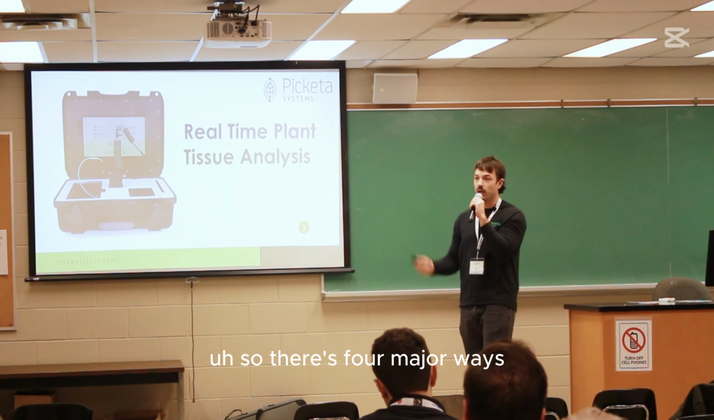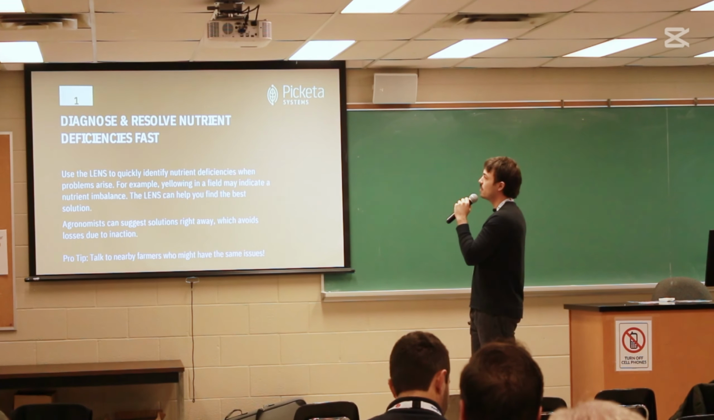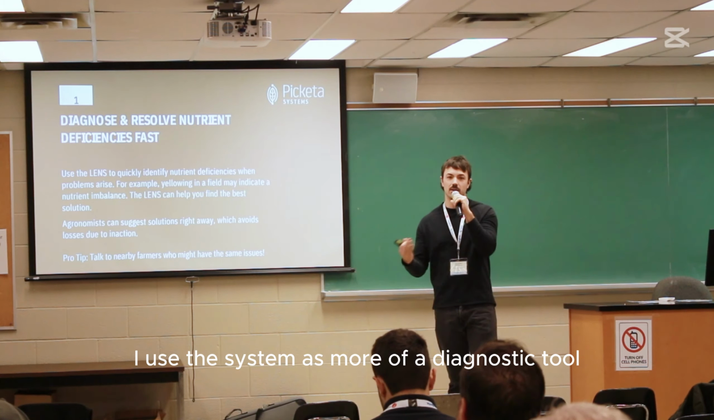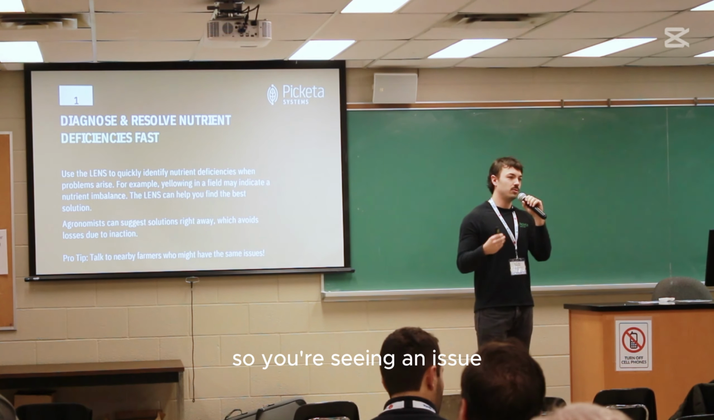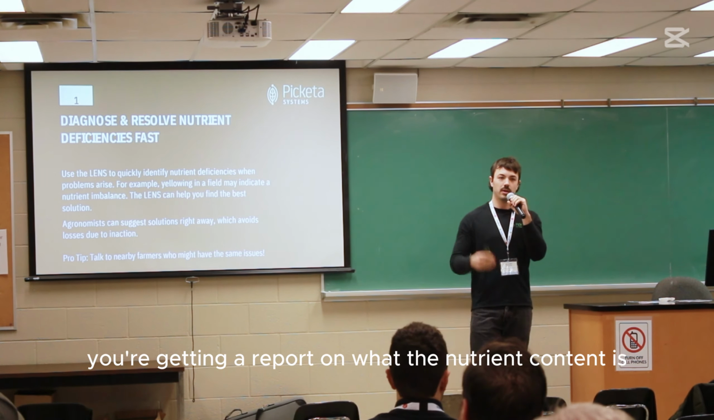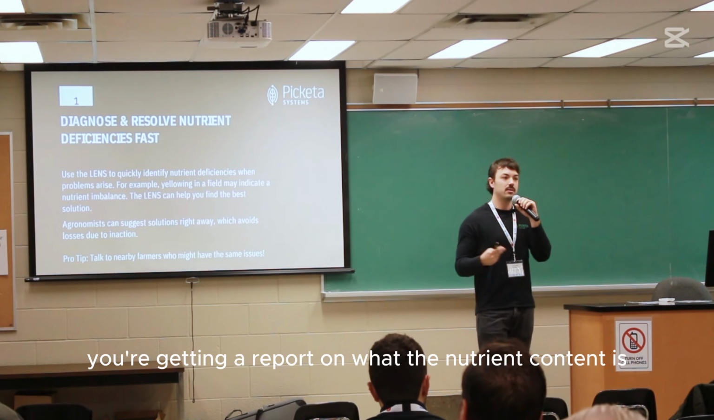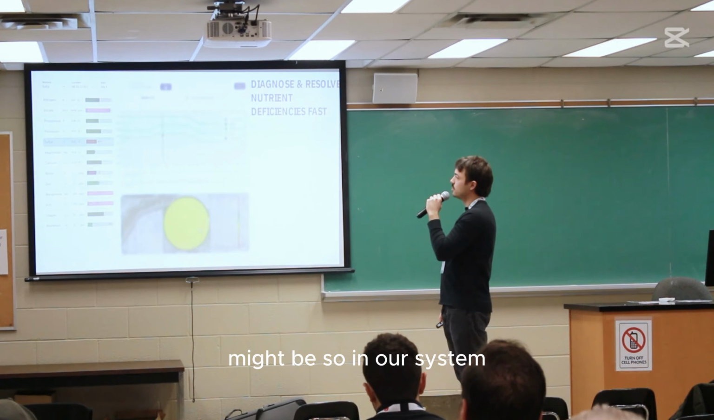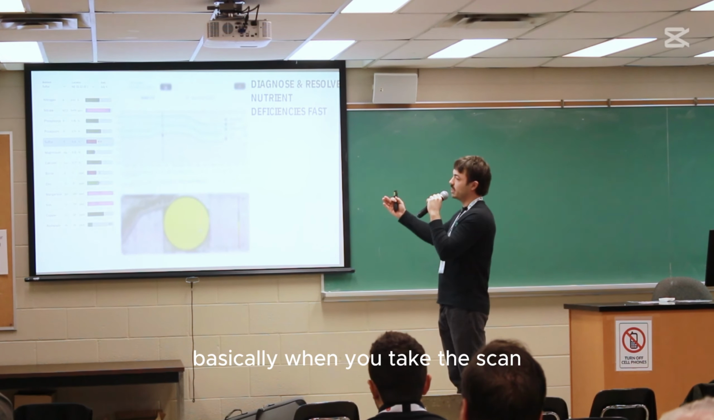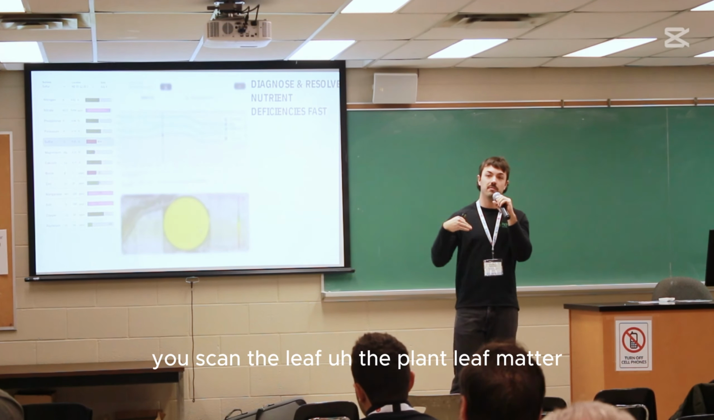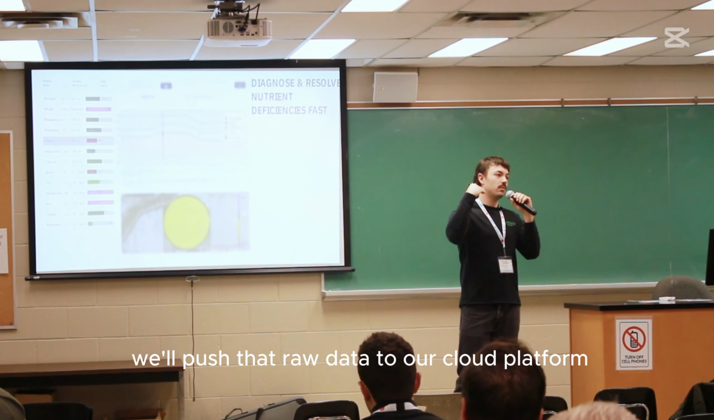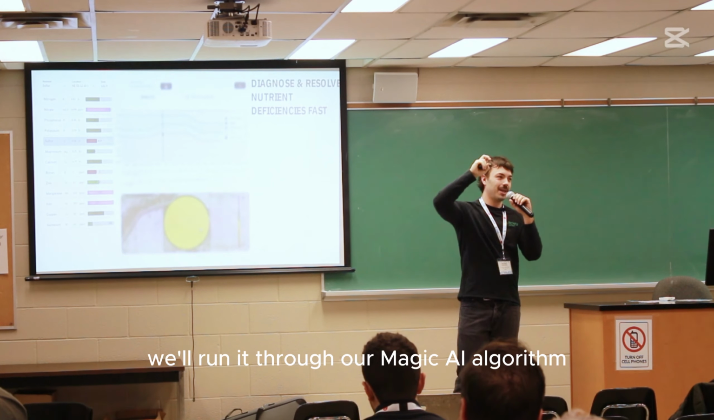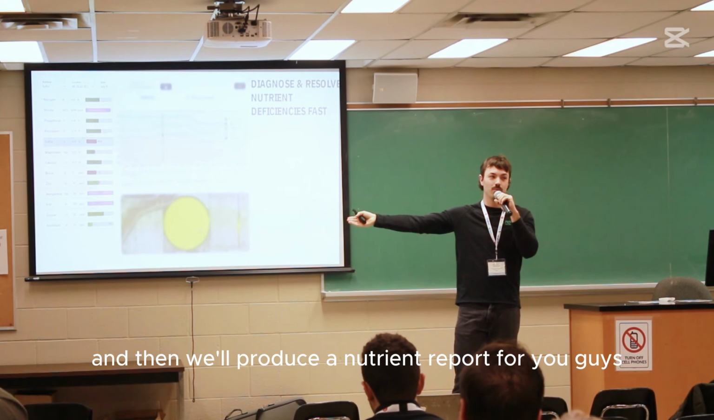So there are 4 major ways. The most common one is using the system as more of a diagnostic tool. So you're seeing an issue, you're grabbing a sample, you're getting a report on what the nutrient content is, and maybe that sheds some light on what that issue might be. So in our system, when you scan the plant leaf matter, we'll push that raw data to our cloud platform, run it through our magic AI algorithm, and then produce a nutrient report for you.